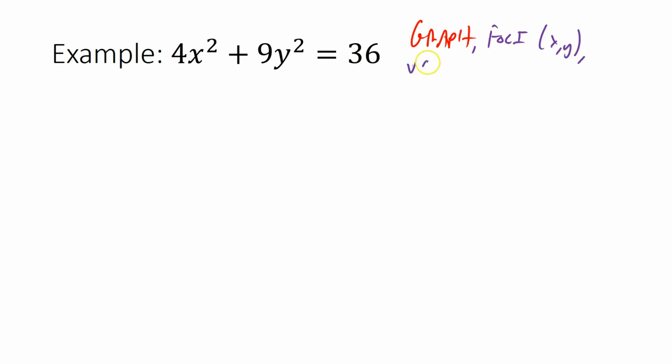Maybe we find the vertices. Okay, the vertices are at the end of the major axis. And let's find a and b, right? a and b are going to be important to find. So this is kind of just some typical stuff they could ask you for an ellipse.